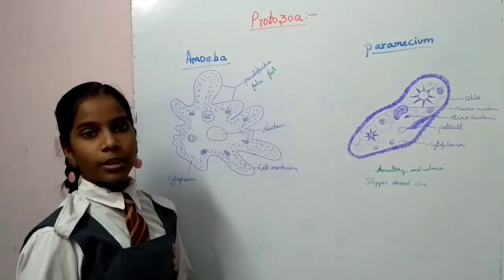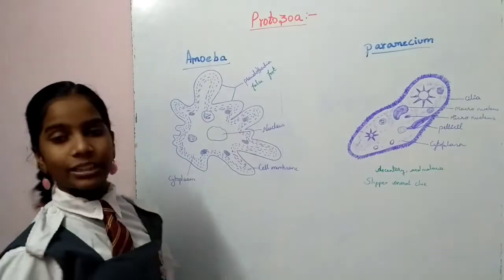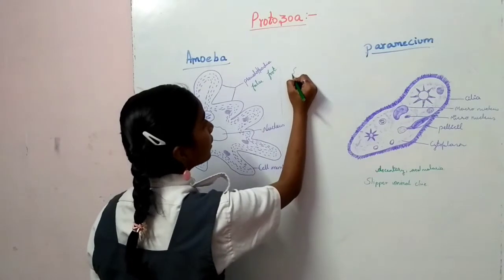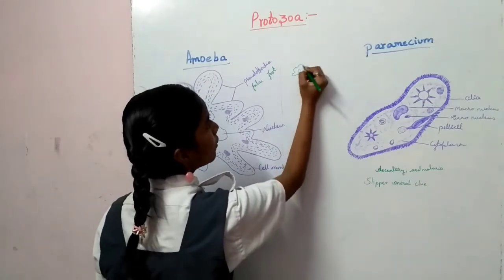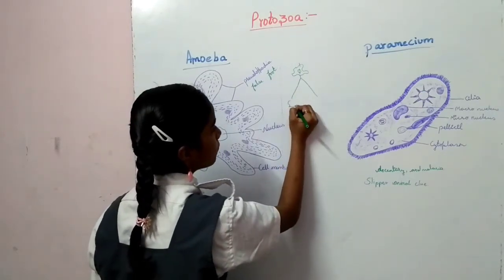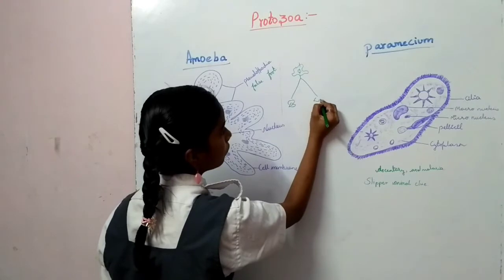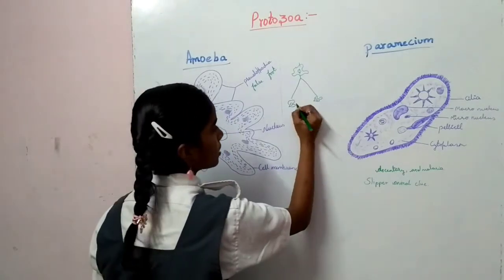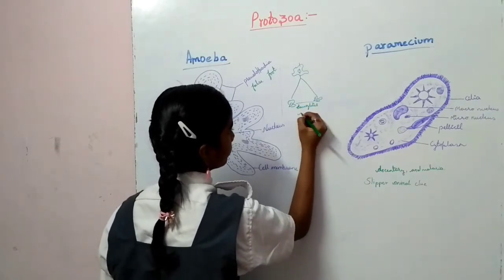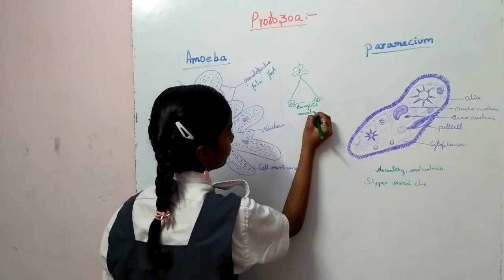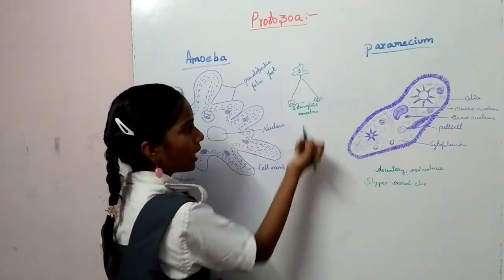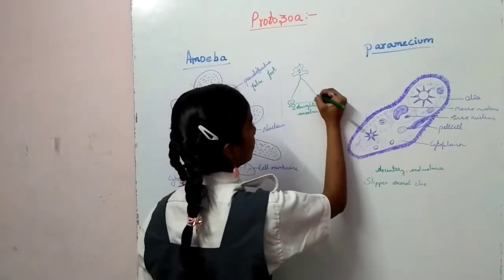Now, paramecium cannot reproduce by this method, but amoeba can reproduce. Now, if this is a mother amoeba, when we split this, it gives us two daughter amoebas. So this process of splitting the mother amoeba to get two daughter amoebas is known as binary fission.